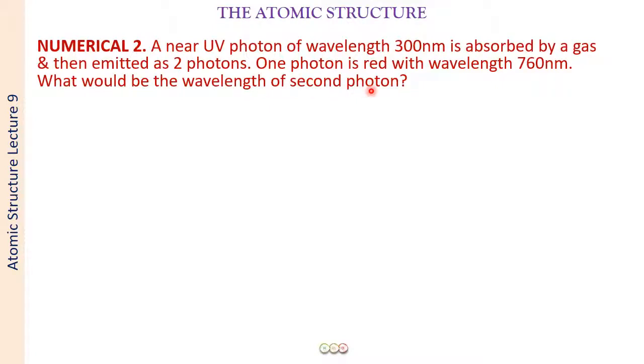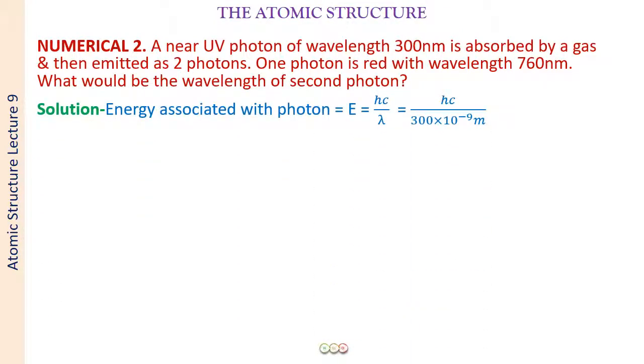So what we are going to do in the numerical is basically that we have a wavelength 1 photon, and this photon is being emitted as other 2 photons. So the energy of the UV photon has to be equal to the energy of these 2 photons. And if you can appreciate that, the rest part is going to be very easy.